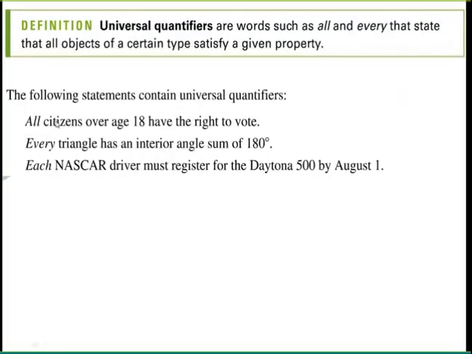Okay. Now, universal quantifiers are how we're going to finish this section. They are words such as all and every, and they really make our statements very broad. Examples: all citizens over the age of 18 have a right to vote, every triangle, each NASCAR driver. A universal quantifier makes a very large, broad statement, the kind you probably don't want to use in conversation to avoid frustrating somebody.